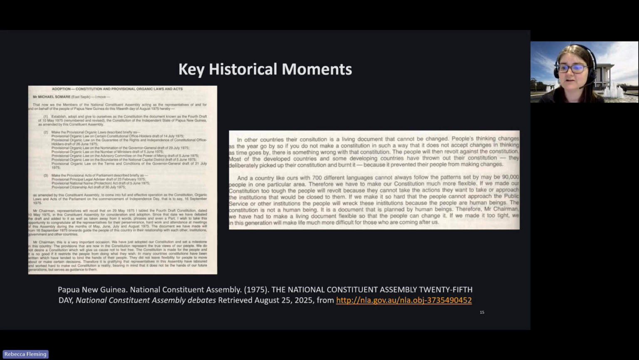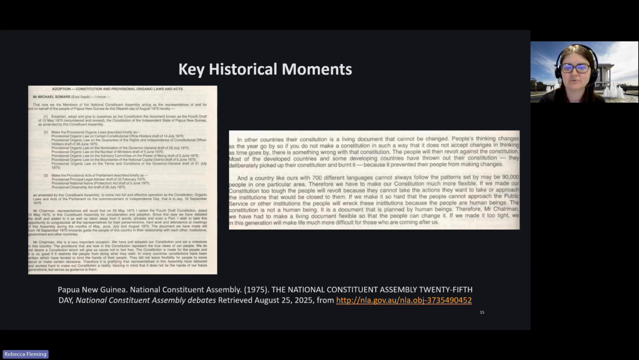The Constitution is made for the people, and it is no good if it restricts the people from doing what they wish. In many countries, constitutions have been written which have tended to bind the hands of their people. They did not leave flexibility for people to move about or make certain decisions. Therefore, it is gratifying that the representatives in this Assembly have laboured and worked hard to make our Constitution a reality, bearing in mind that it does not tie the hands of our future generations, but serves as guidance for them."